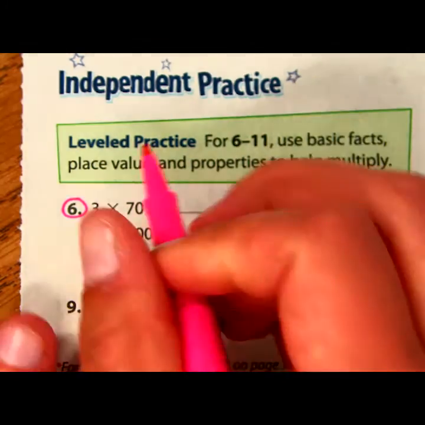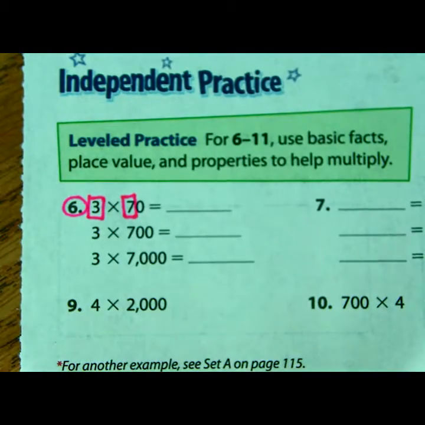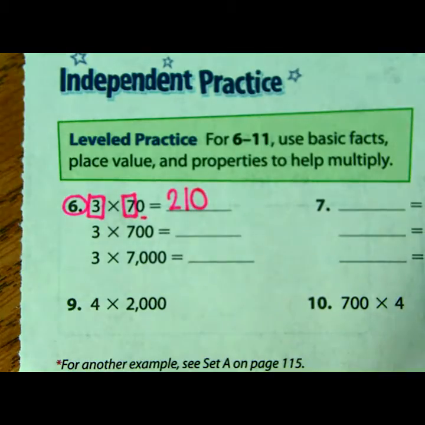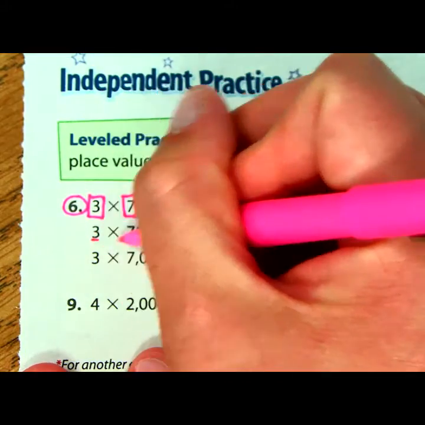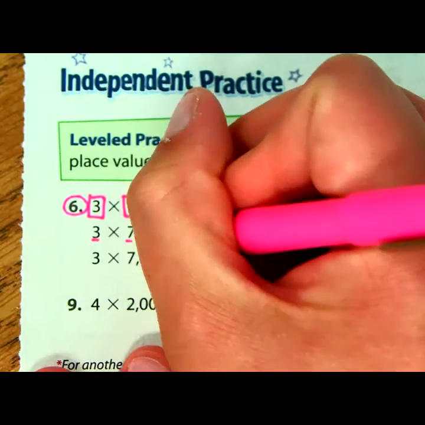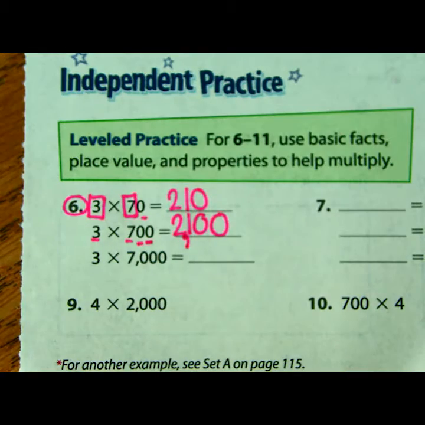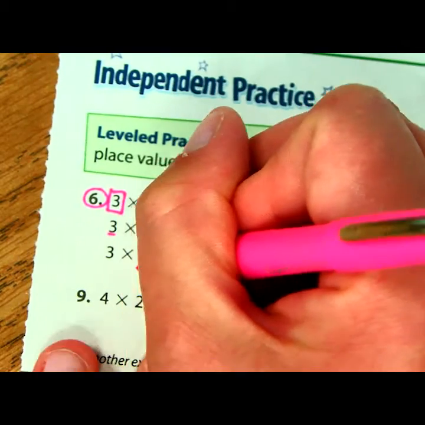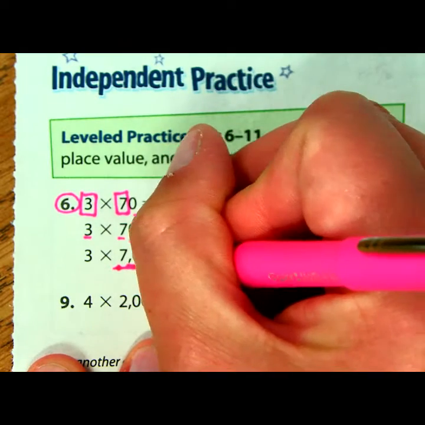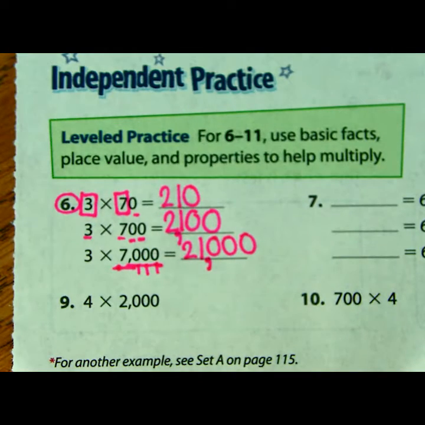So using the basic fact of 3 multiplied by 7, I know that 3 times 7 is 21, but if I'm multiplying by 70, then I have a product of 210. Likewise, if I multiply 3 times 700, I know that 3 times 7 is 21, but then I have 2 zeros here. I have a product of 2,100. And then multiplying by 7,000, I know that I still have 21, but now I have 1, 2, 3 zeros for a product of 21,000.